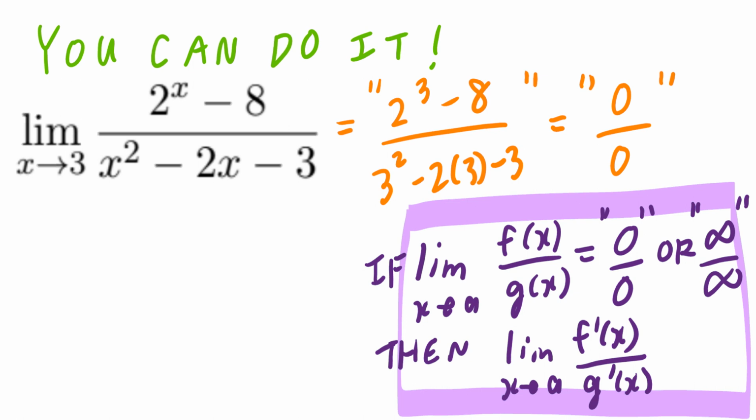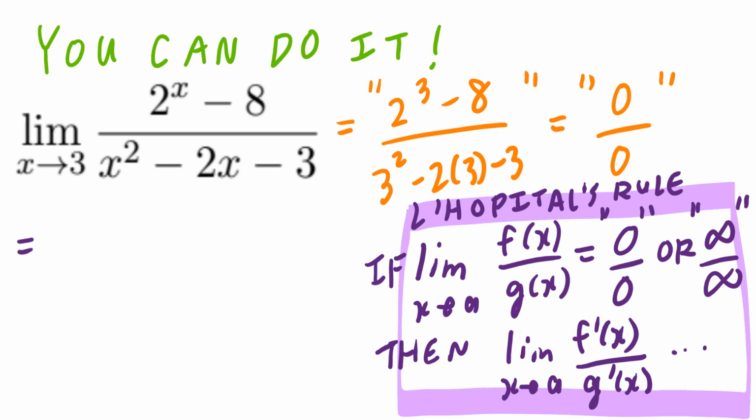So once you find f prime divided by g prime, you plug in x to be a. If it works, excellent. If it doesn't work, and sometimes you have to apply L'Hopital's rule multiple times, you do it again and again and again. Let's write down the name. L'Hopital's rule. And it's not enough to memorize the formula.